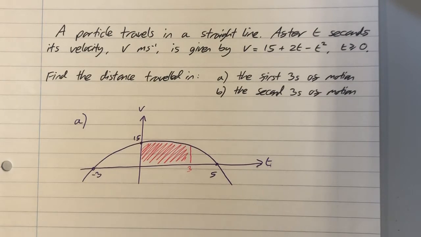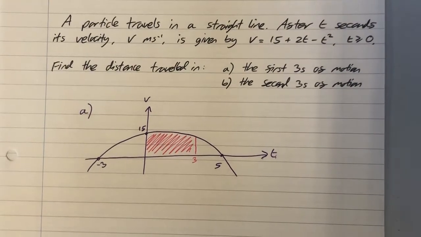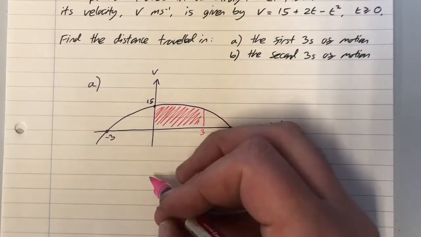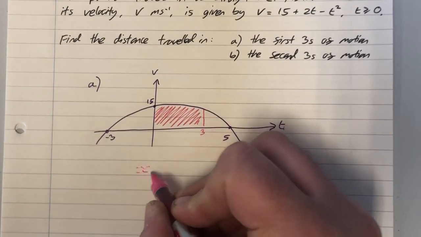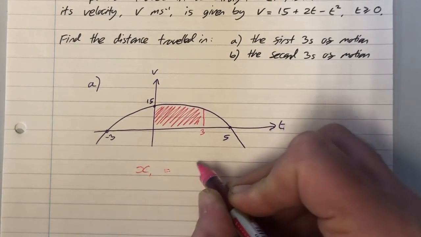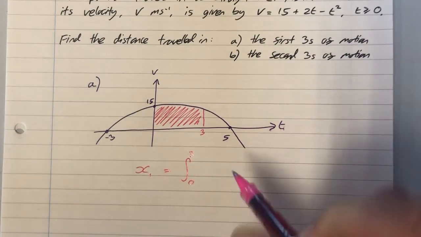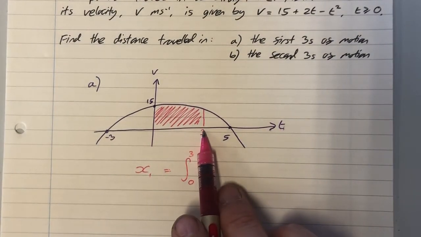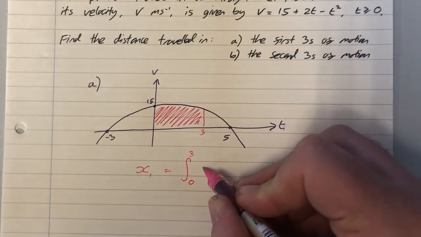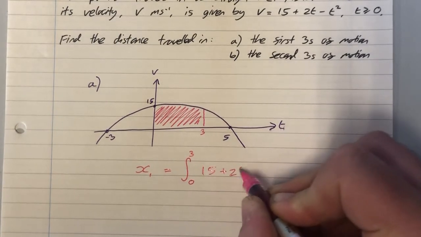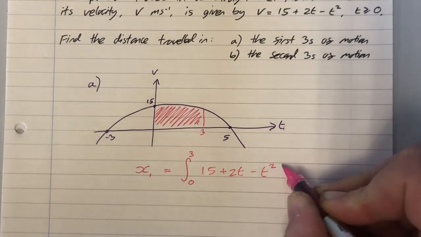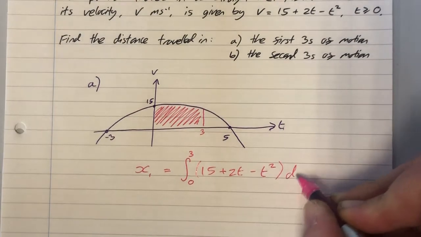So I'm going to integrate v with respect to time between t values of 0 and 3. So my answer to part A, I'm going to call it x1, is equal to the integral between t values of 0 and 3, because it's the first 3 seconds of motion, of v, which is 15 plus 2t minus t squared, with respect to t.